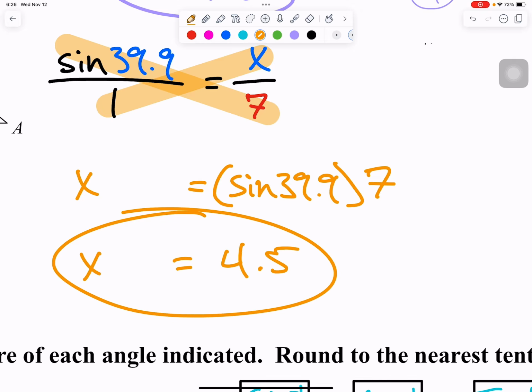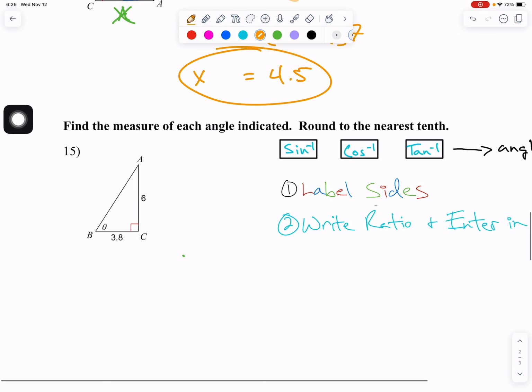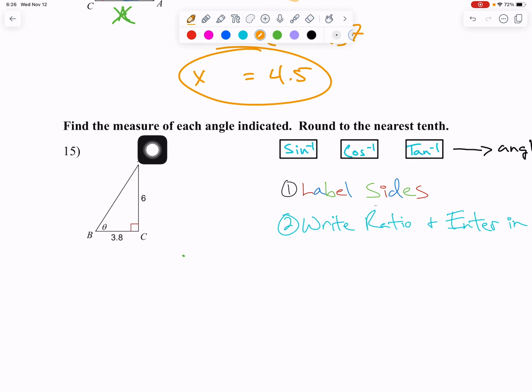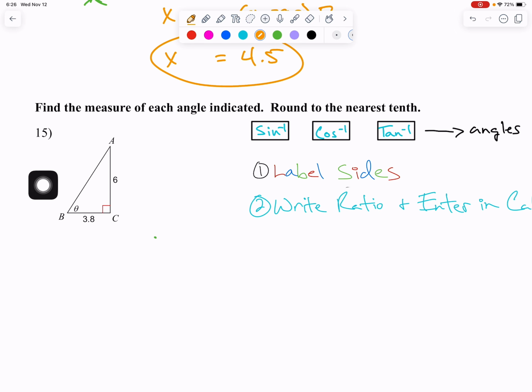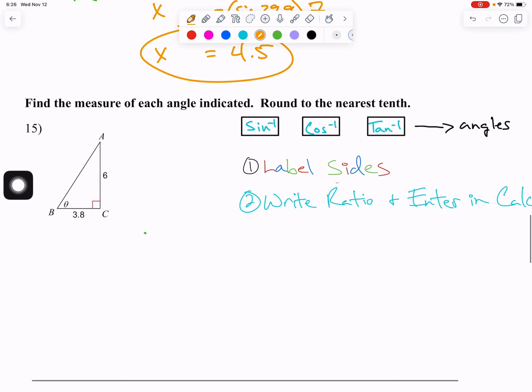So Mr. Richards, the label and the writing the equation are steps 1 and 2. So we really only have to cross multiply once and go to the calculator when we get comfortable. The good news is when we're solving for angles, we use the inverse and we can go straight to the calculator. Label the sides, write the ratio, and enter into the calculator.